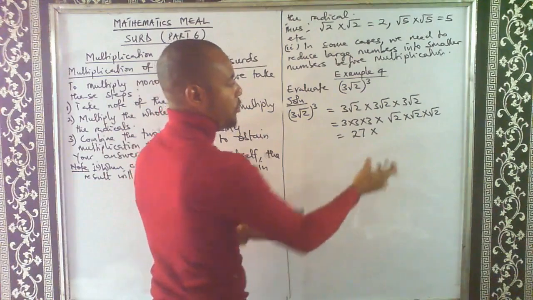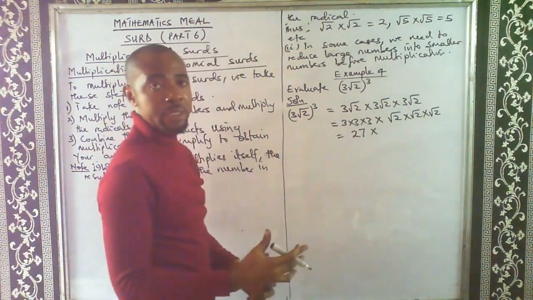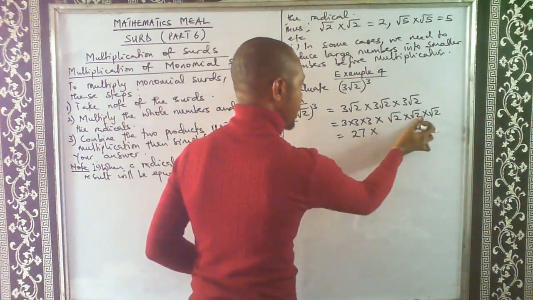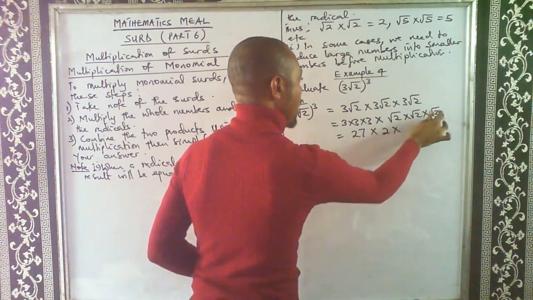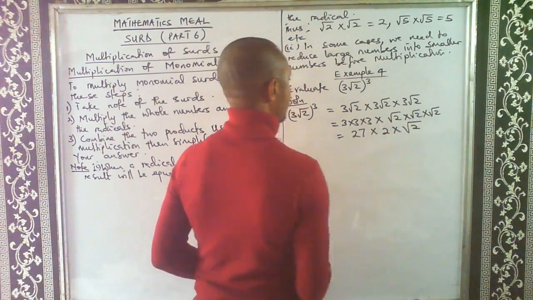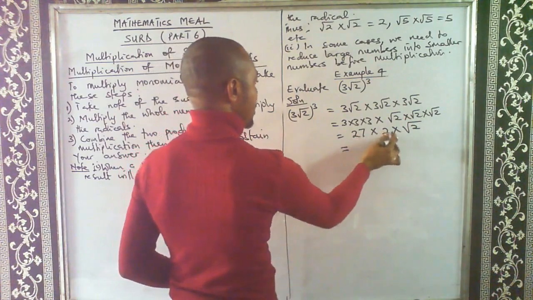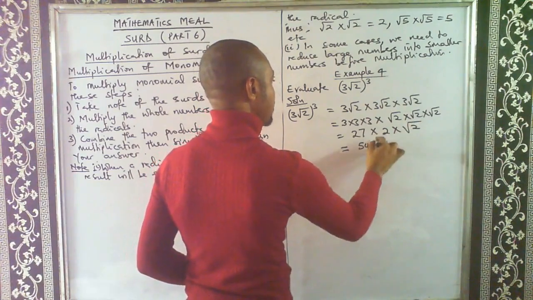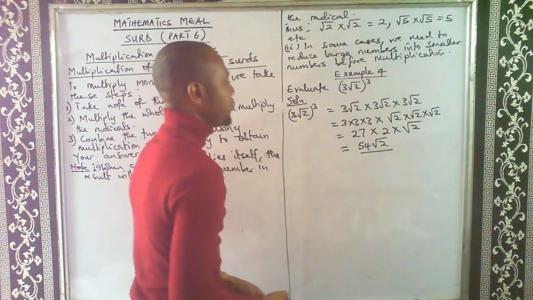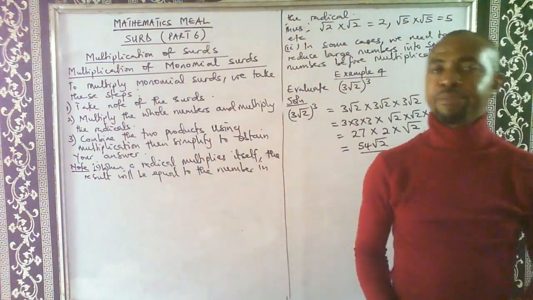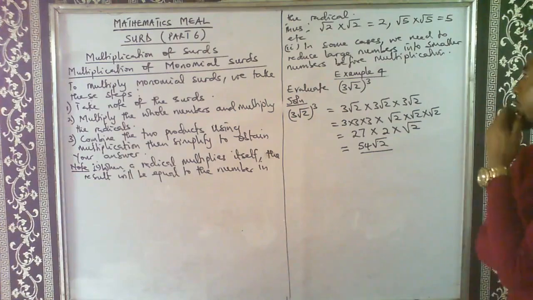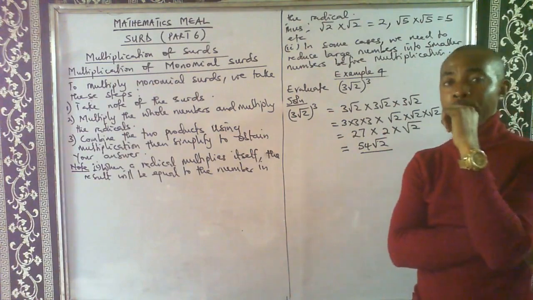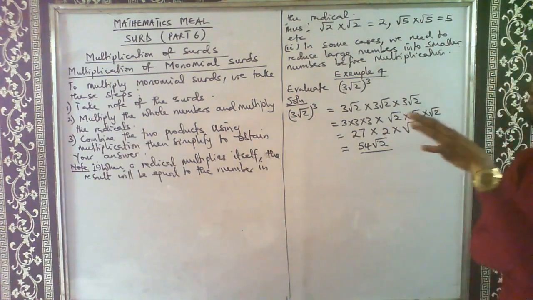One can still go further to multiply all of them and express in basic form at the end. But let's handle this now. This times this will give me just 2, and we are left with square root of 2. So 27 times 2 is 54, and this will now give me 54 root 2. So far so good. So I believe with this, you can handle the multiplication of all monomial surds.